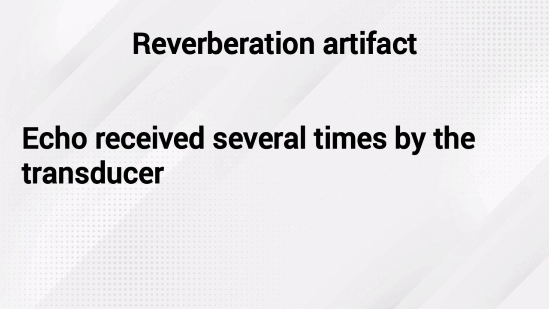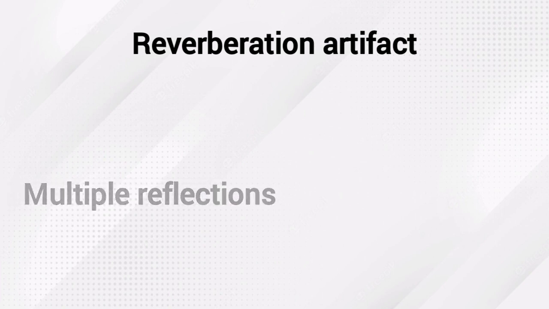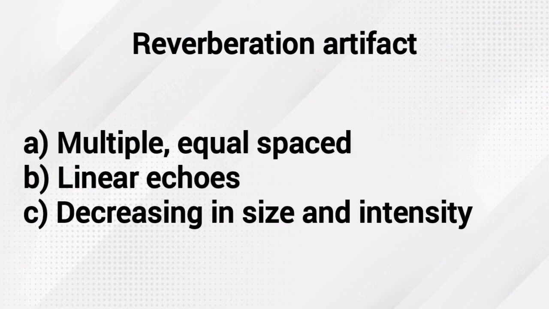Now let's look at reverberation artifacts. It's an echo which is received several times by the transducer. It is also called multiple reflection. Reverberation artifact is seen as multiple, equally spaced artifacts. They are linear echoes, with a step ladder like pattern, and they are decreasing in size and intensity. That's the way you get to see it.